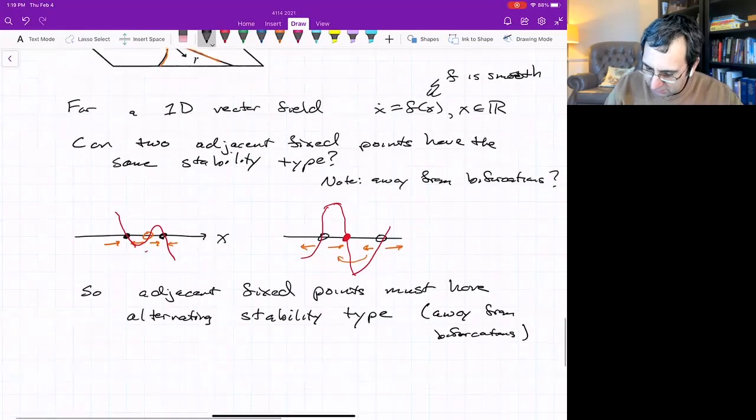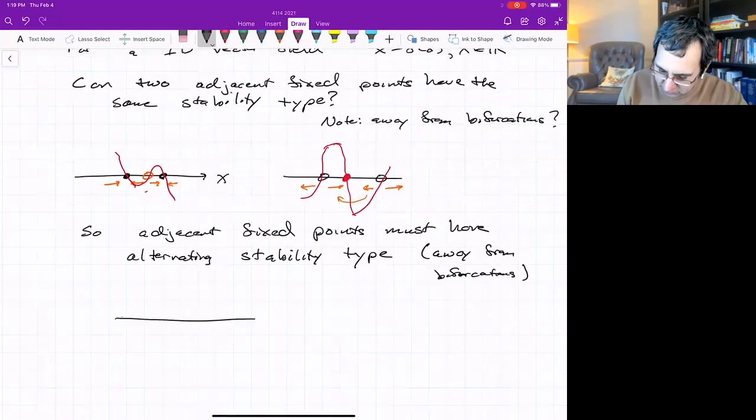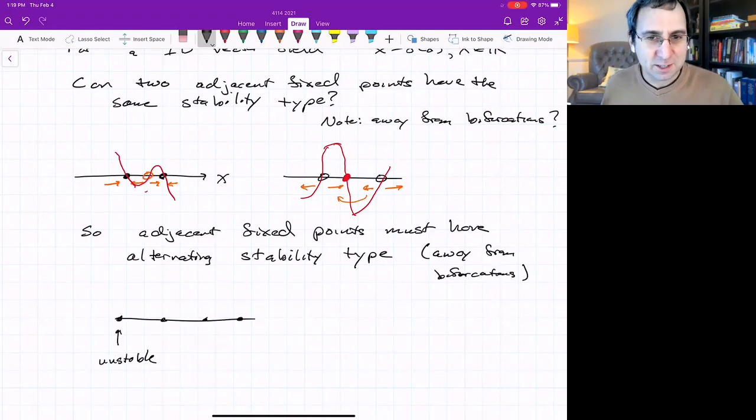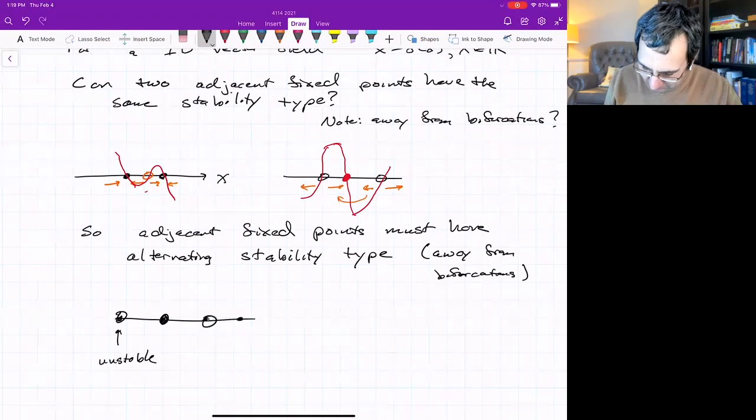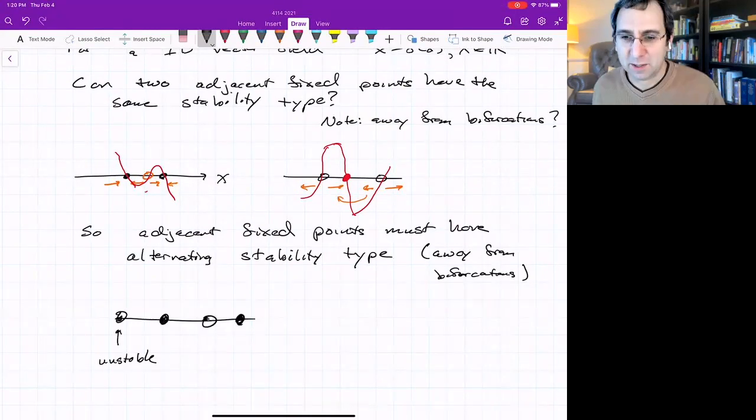That means if I told you a system had, let's say, 4 fixed points, and I know that this first one is unstable, then you know the stability of the other 3. If this one's unstable, then this one must be stable, and then this one is unstable, and this one is stable. So knowing the stability of any one of them tells you the stability of all the rest, as long as you know how many there are.